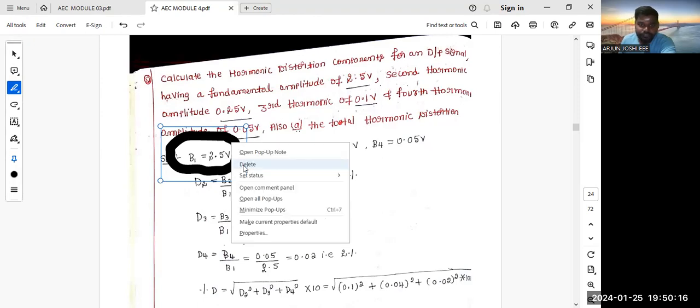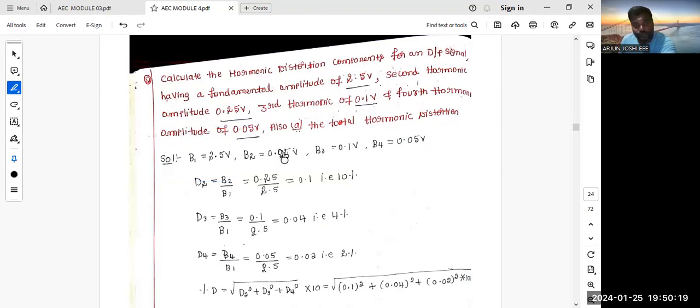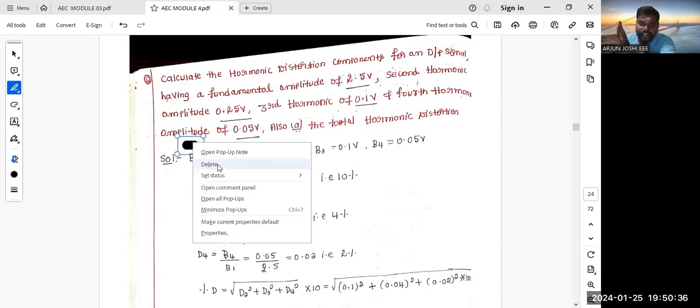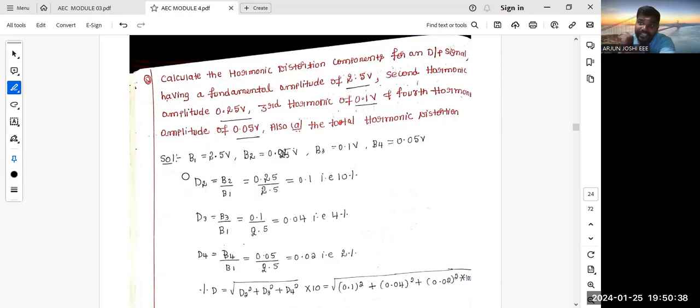Okay, 2.5. Next, B2 is equal to 0.25, B3 is equal to 0.1 as per our question, and B4 is equal to 0.05. Now, let's calculate from D2, the second order distortion. D1 is not there, okay? D1 is nothing but a fundamental like B1, so we do not calculate D1.